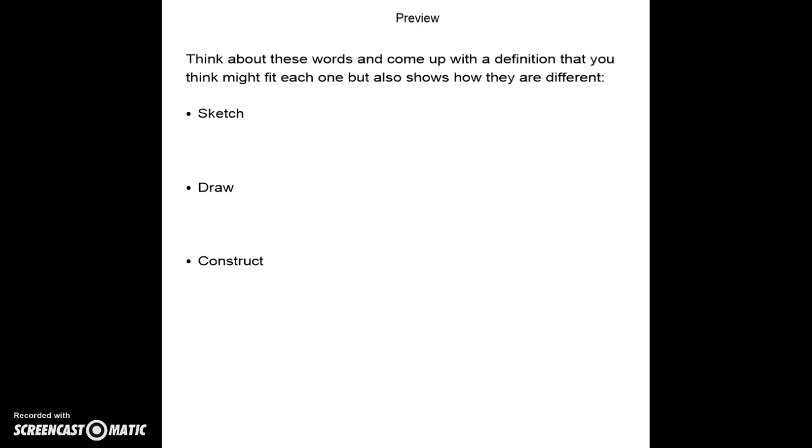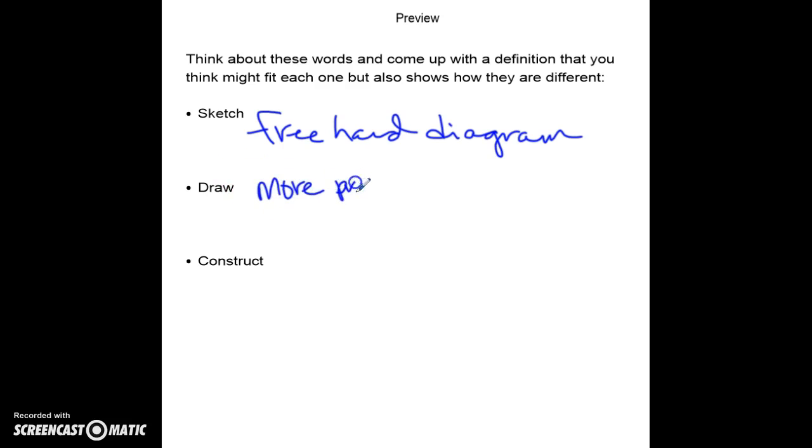The first term being sketch. Sketch in mathematical terms is just doing a freehand, nothing is measured, nothing is used with a ruler or anything. So sketch would be a freehand diagram or picture. When we're talking about drawing in geometry, drawing is a little bit more precise where you're going to use a ruler to measure. So more precise, might use a ruler, have some measurements, maybe a protractor.